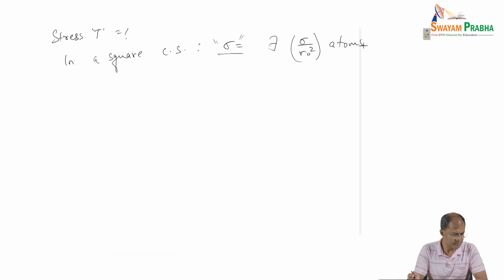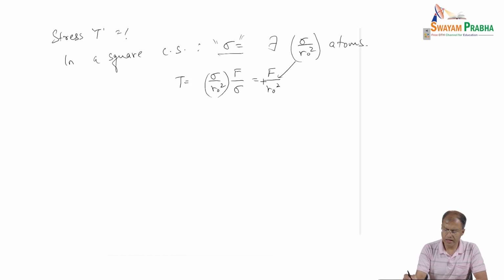And then, from here I can derive that my total stress is sigma by r naught square times f by sigma, right? Or we have the total stress is f by r naught square. So this is my stress, which is approximately in terms of sigma for a square cross-section. So now I am ready to write my constitutive relation.